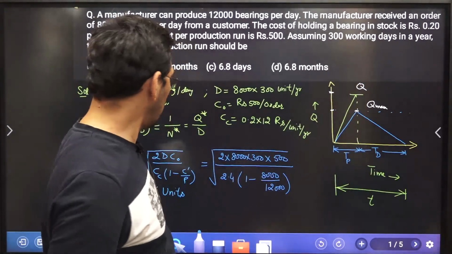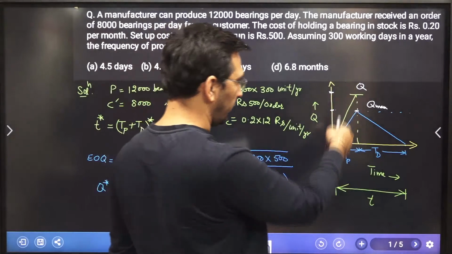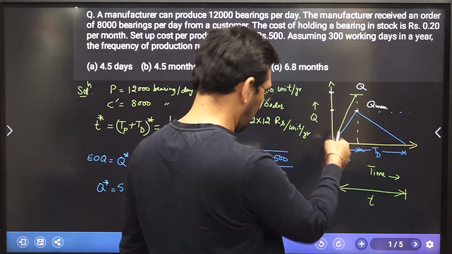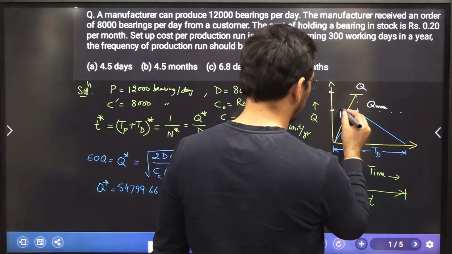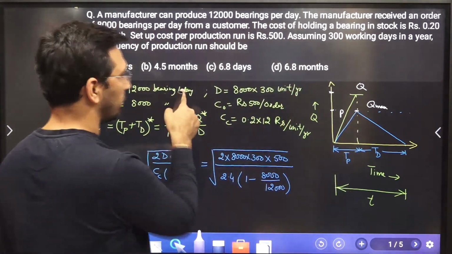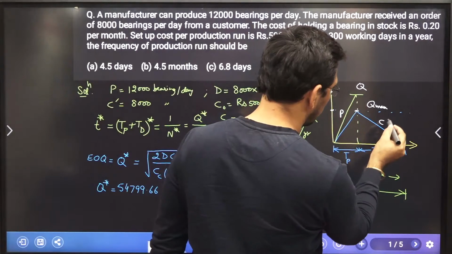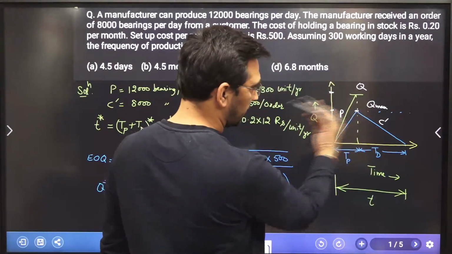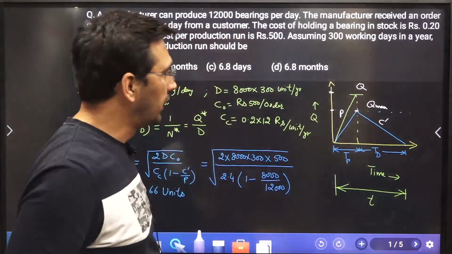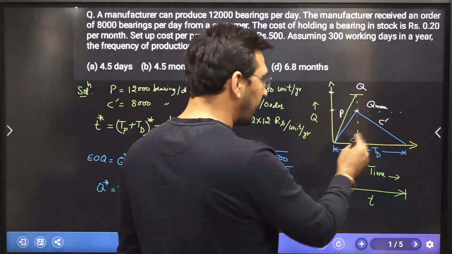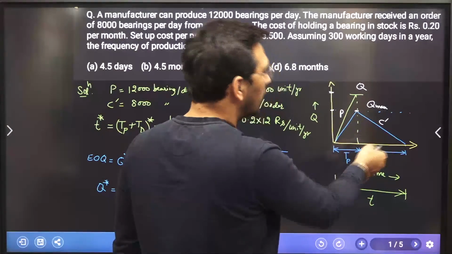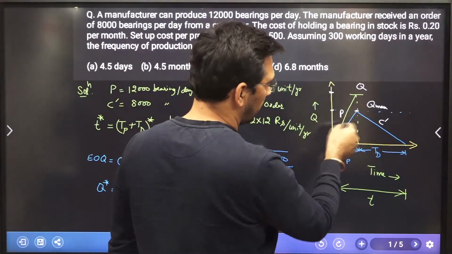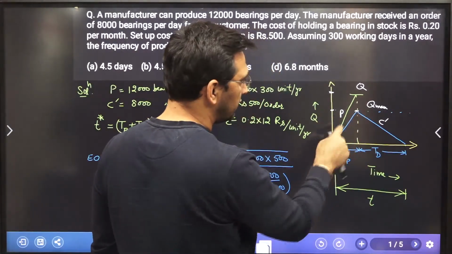And in this model, this is the production rate. Slope of this represents the production rate. So if you want to write it, this is the production rate, which we denote P, 12,000 bearings per day. This is consumption rate. Consumption rate has not been shown on this side. If you have clarity on this particular model, even though every day, from the very start, something is getting consumed. But this line is not the consumption rate. This line that represents over here is what is left out.